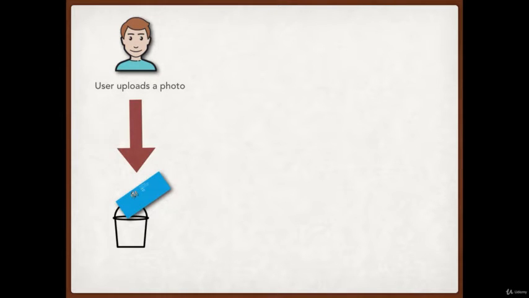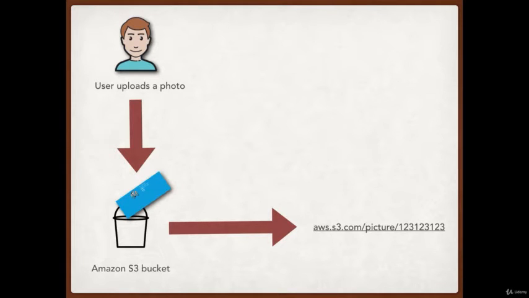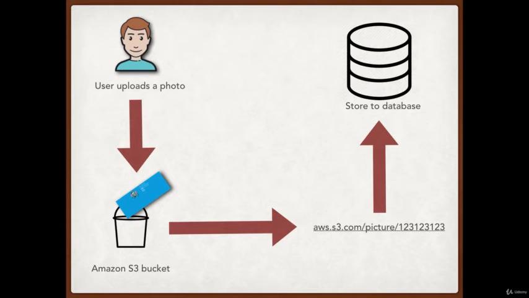So it begins with a user trying to upload a photo. It passes the photo into the Amazon S3 bucket, and the bucket will store it and spit out the result of storing, which is the URL or the location of the image from S3, which is aws.s3.com. And then we want to take this location and store it in our database, which is product.photo.